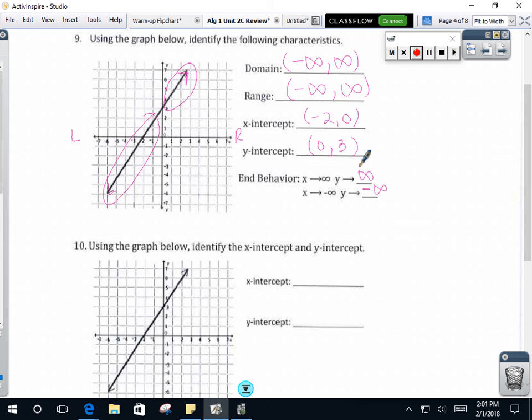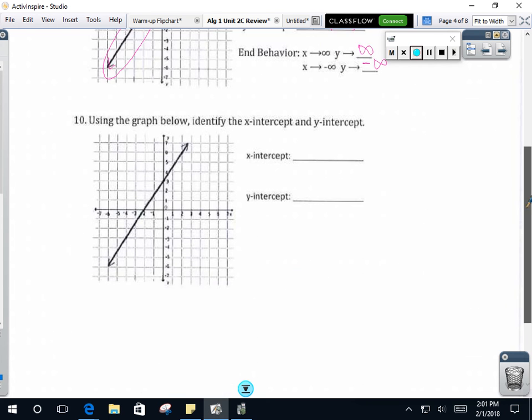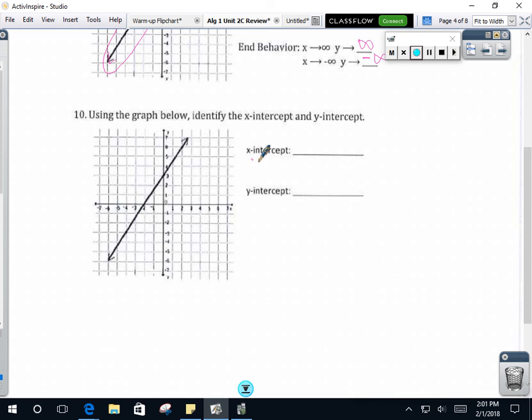I don't know how I can make that any easier. Like, that is easy. Okay? You're basically just saying, if you go on the right side of the line, it's going up. If you go to the left side of the line, you're going down. Number 10. This is the same question as above. The x-intercept's at negative 2, 0. The y-intercept's at 0, 3.